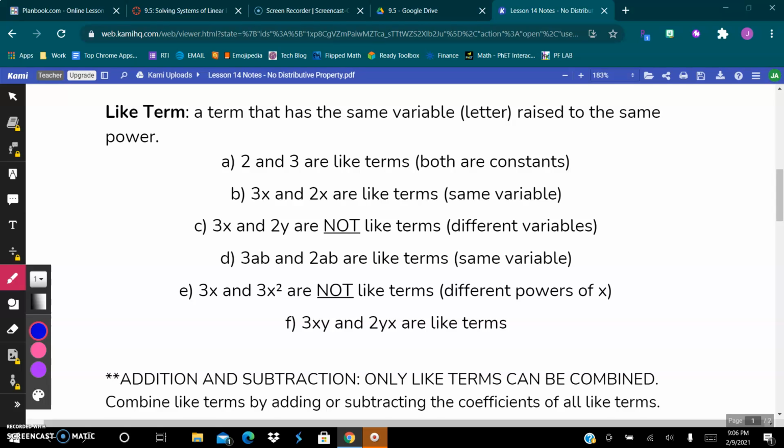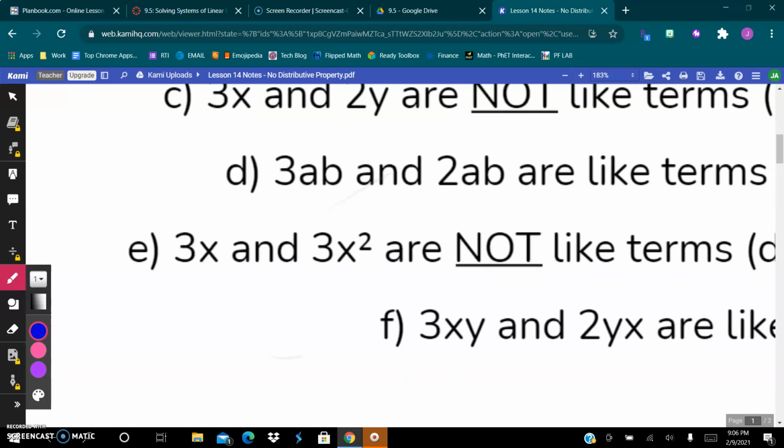D is 3ab and 2ab, and those are like terms because they are the same variables. Even though there's 2 of them, they both have ab. So those could be combined as well. E, 3x and 3x squared are not like terms. They both have an x, but they don't have the same exponent.